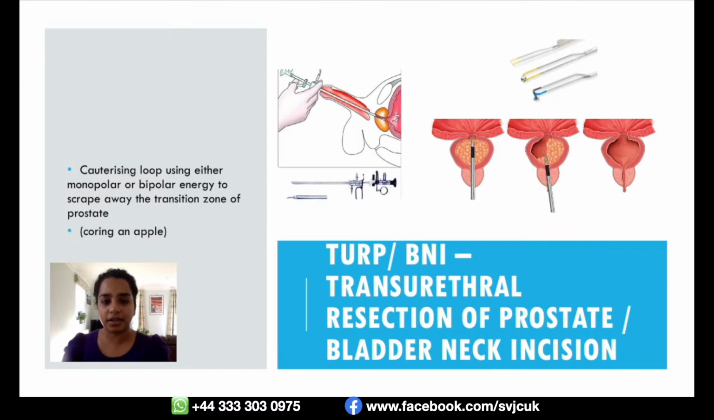And on the resectoscope, which is the equipment that you can see in the middle of the slide, there are different types of attachments we can use to help facilitate this. We can use a knife for bladder neck incision, a loop for TURP, and then the rollerball and the mushroom are both devices aimed at helping with coagulation.